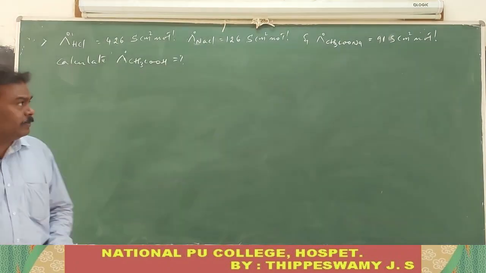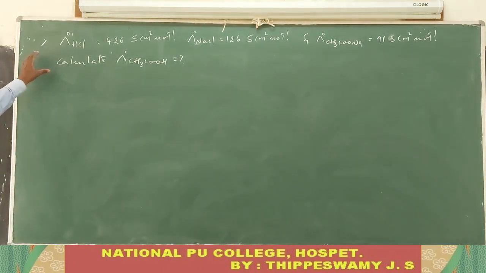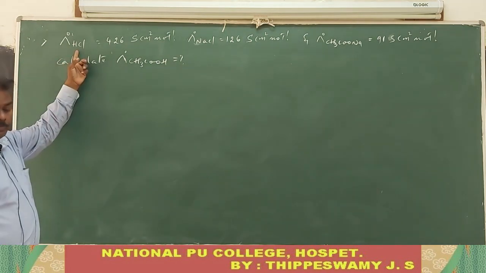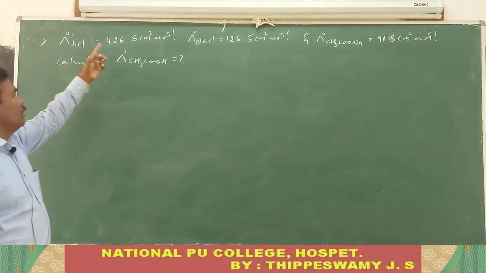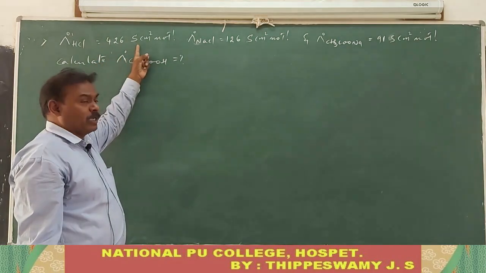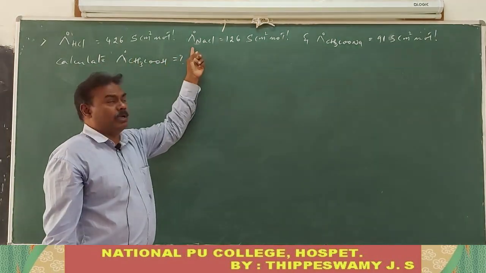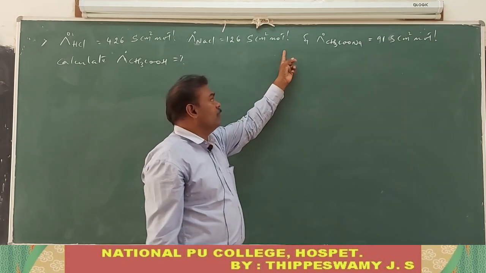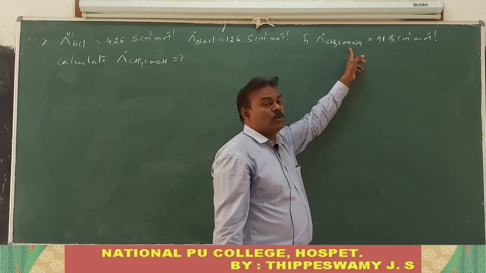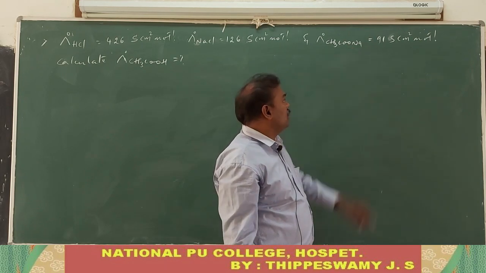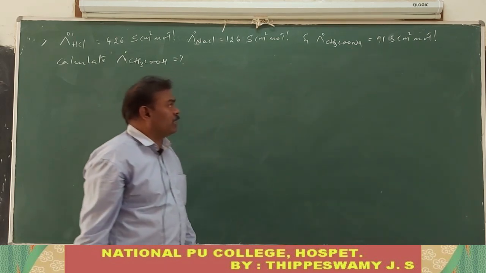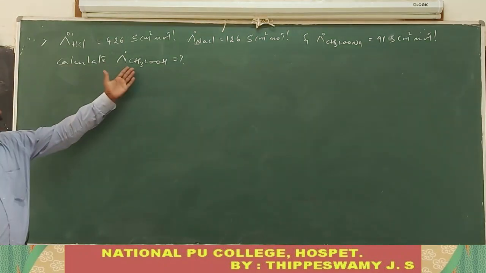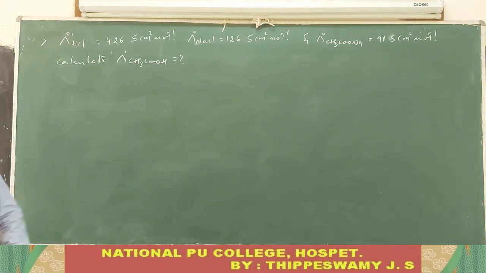Now here is another numerical based on the Kohlrausch law. The limiting molar conductivity of HCl is given, that is 426 S cm² per mole. The limiting molar conductivity of NaCl is 126 S cm² per mole, and the limiting molar conductivity of sodium acetate is 91 S cm² per mole. What do we have to find here? Calculate the limiting molar conductivity of acetic acid.